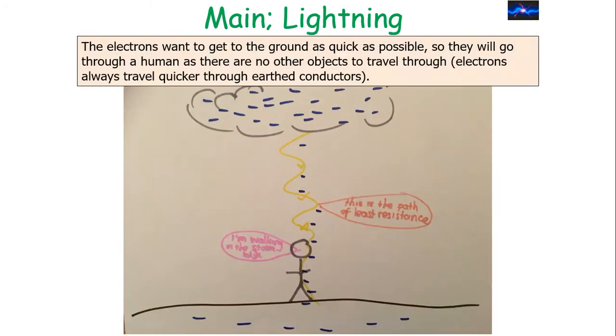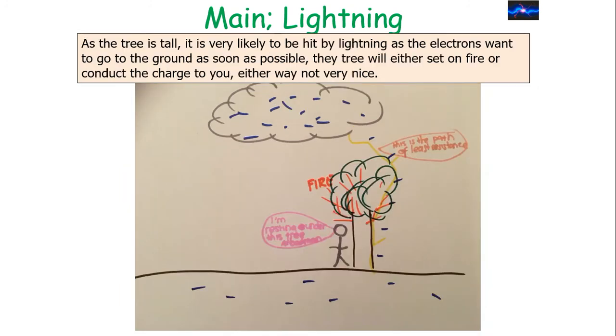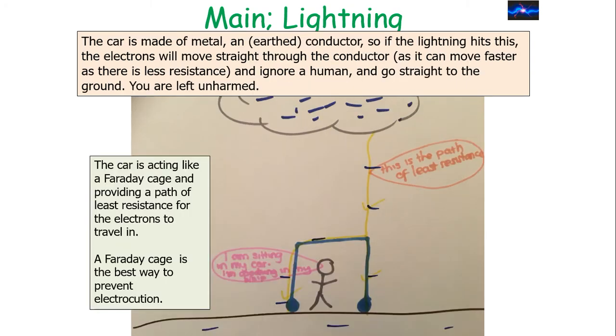Now, electrons want to get to the ground as quickly as possible, so they'll travel through a human as there's no other objects to travel through, and electrons always travel quicker through Earth conductors. I mean, it could also go through a tree, because it will want to go through that Earth conductor, so the tree would either set on fire or conduct a charge to you if you were under the tree, so either way, not very nice.